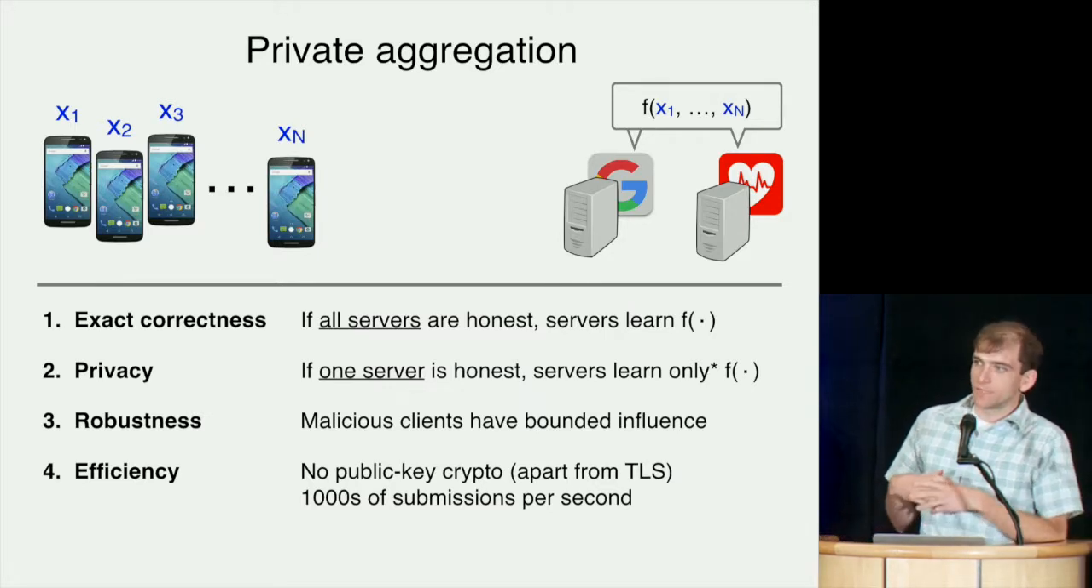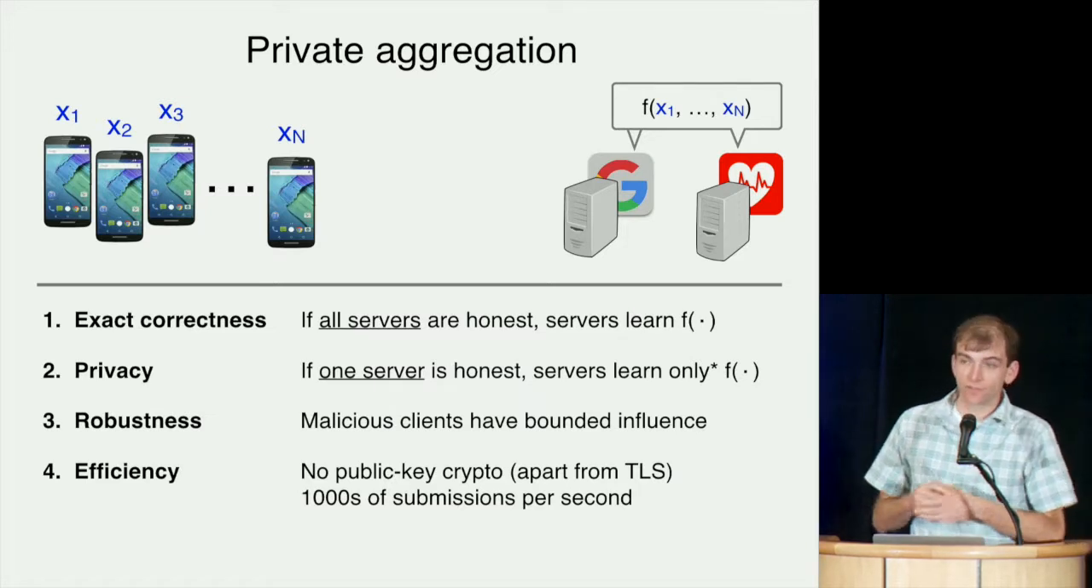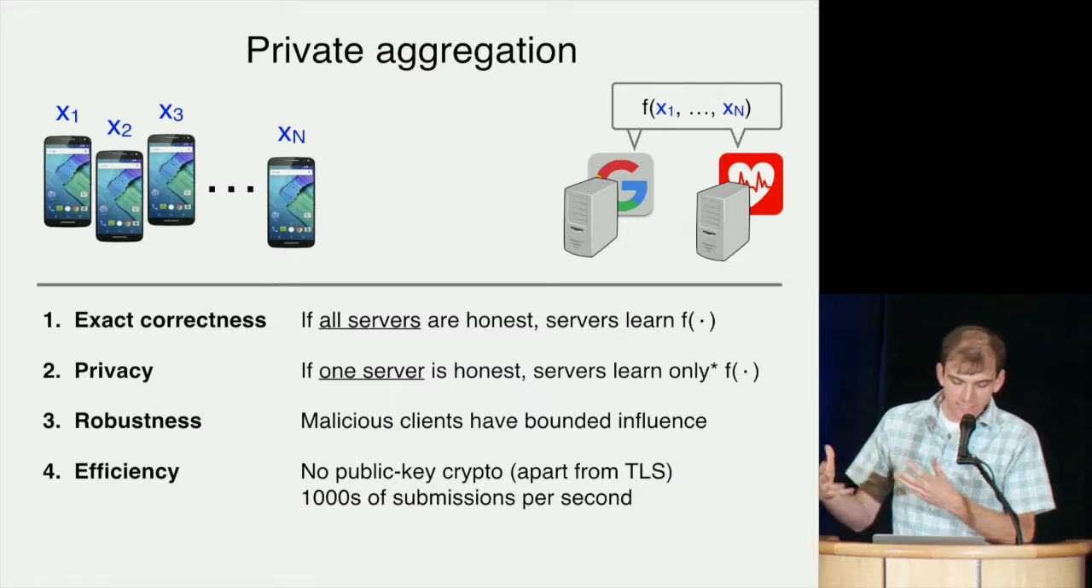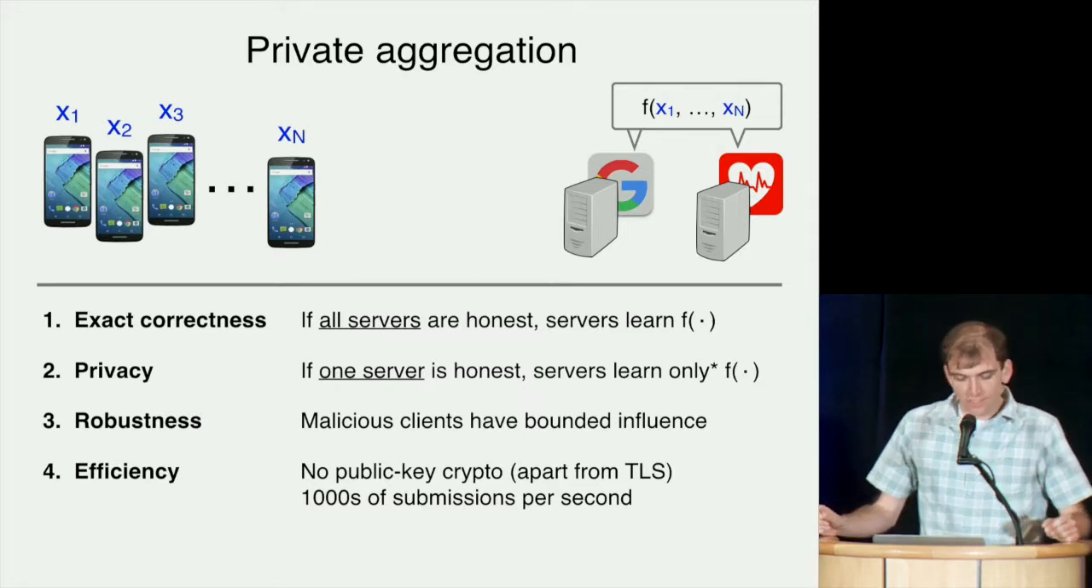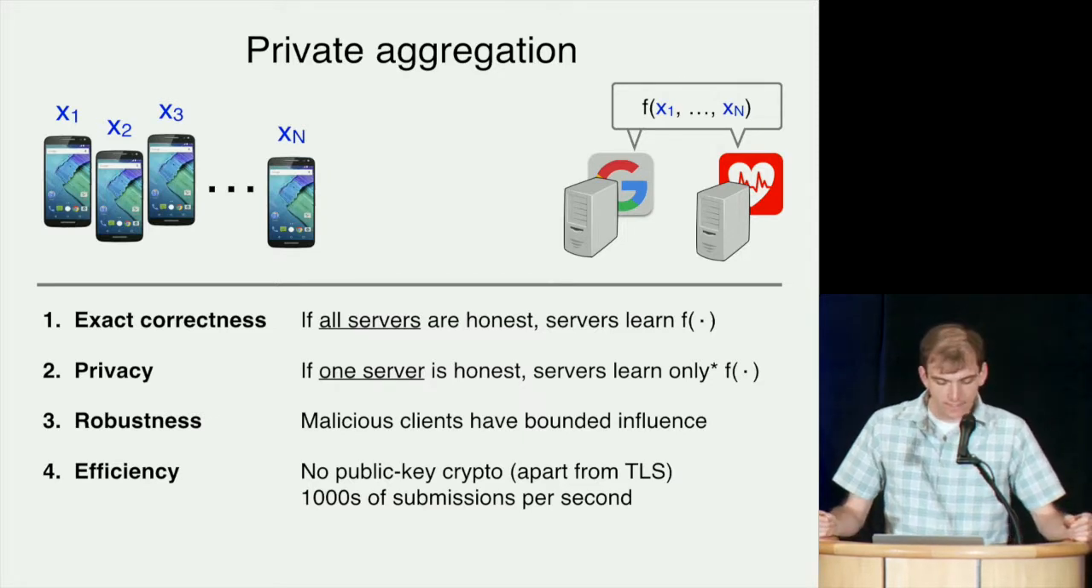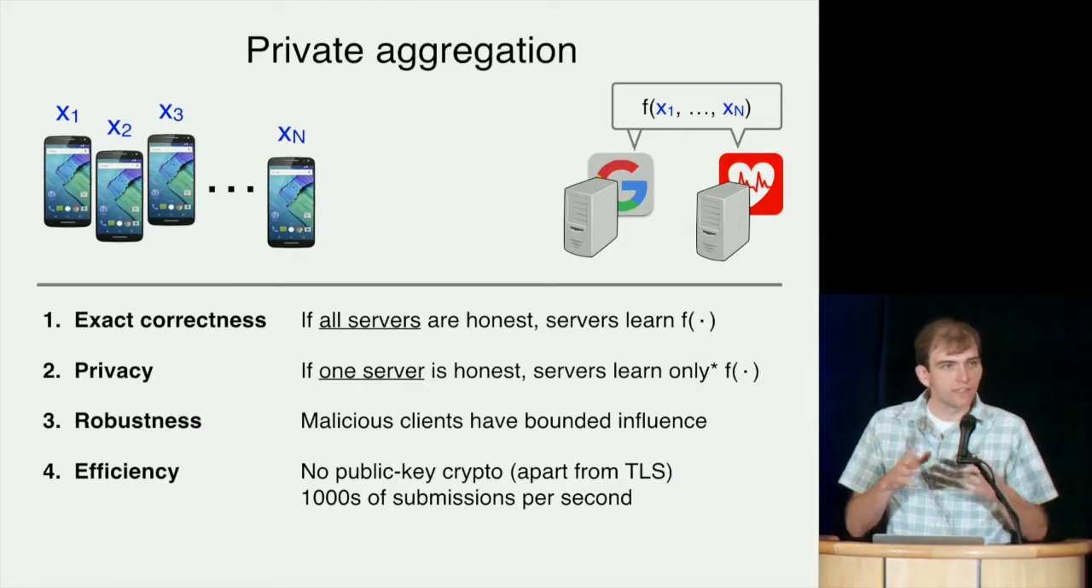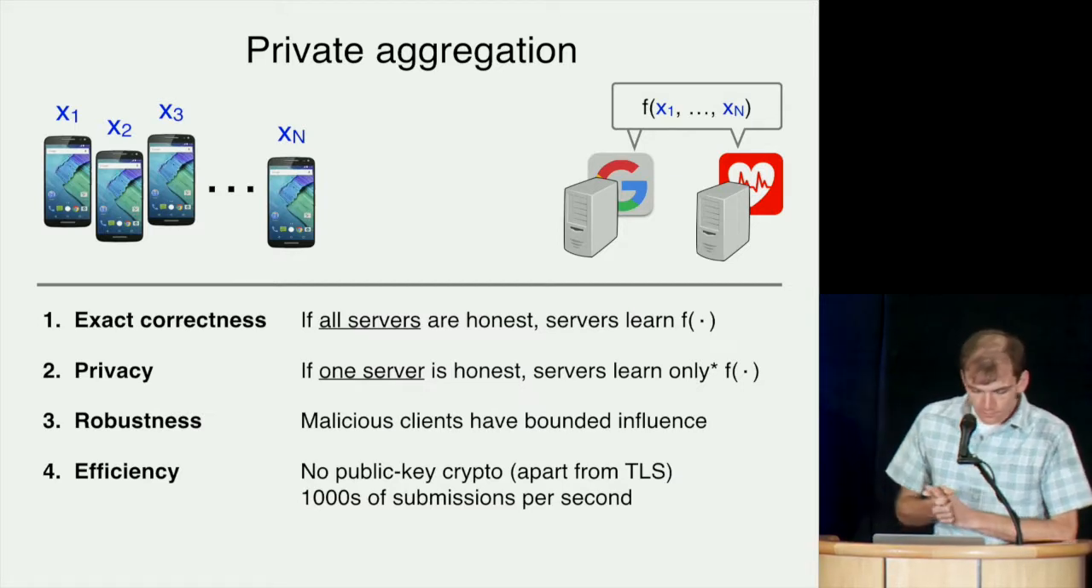The scheme should be correct in the sense that if the servers do the right thing, they actually get the right value back; they compute the aggregate statistic that they want. It should be private in the sense that if at least one of the servers is honest, the servers only learn this aggregate statistic and nothing else.